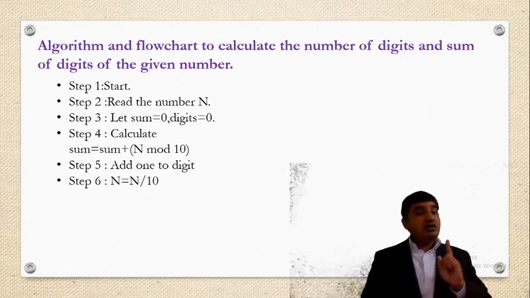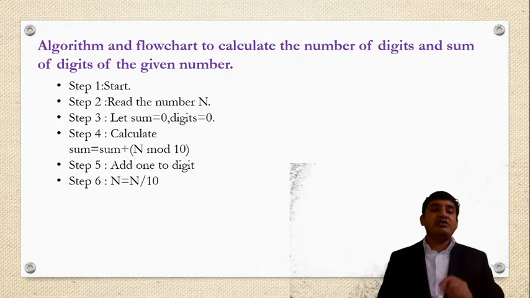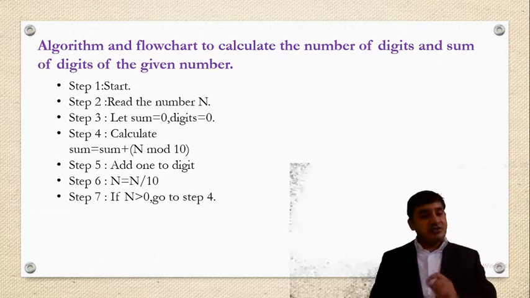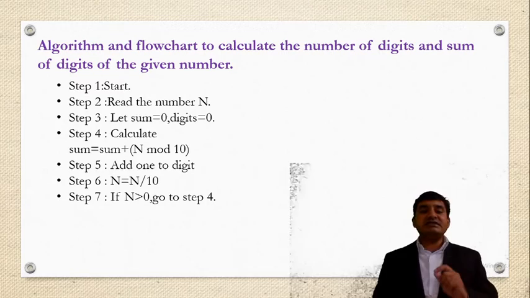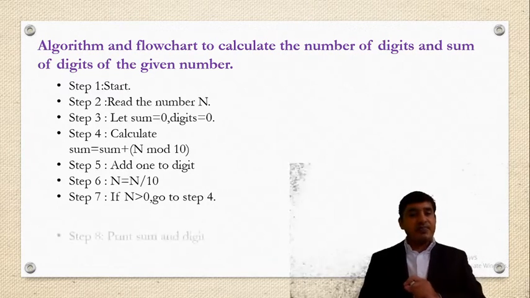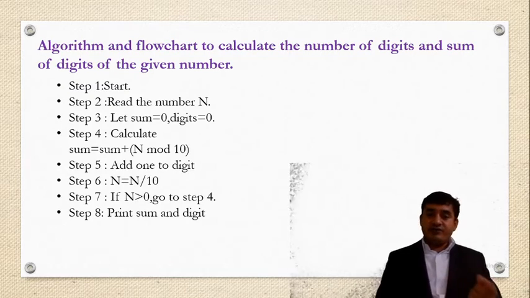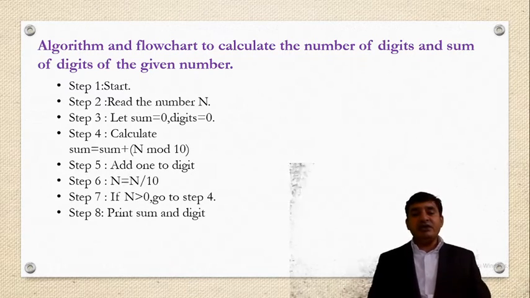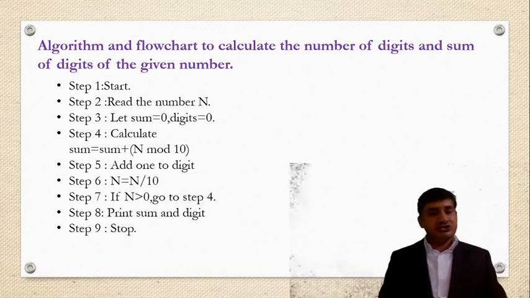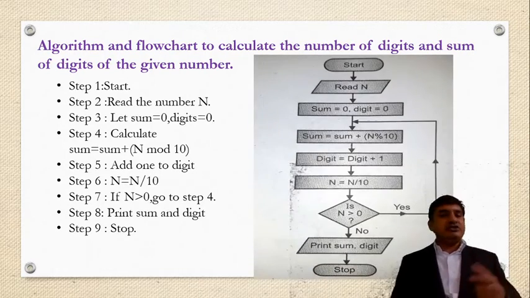Now step 6, n is equal to n divided by 10. Now step 7 is if n is greater than 0, go to step 4. Step 8, print sum and digit. Then step 9, stop. Okay, this is the algorithm.